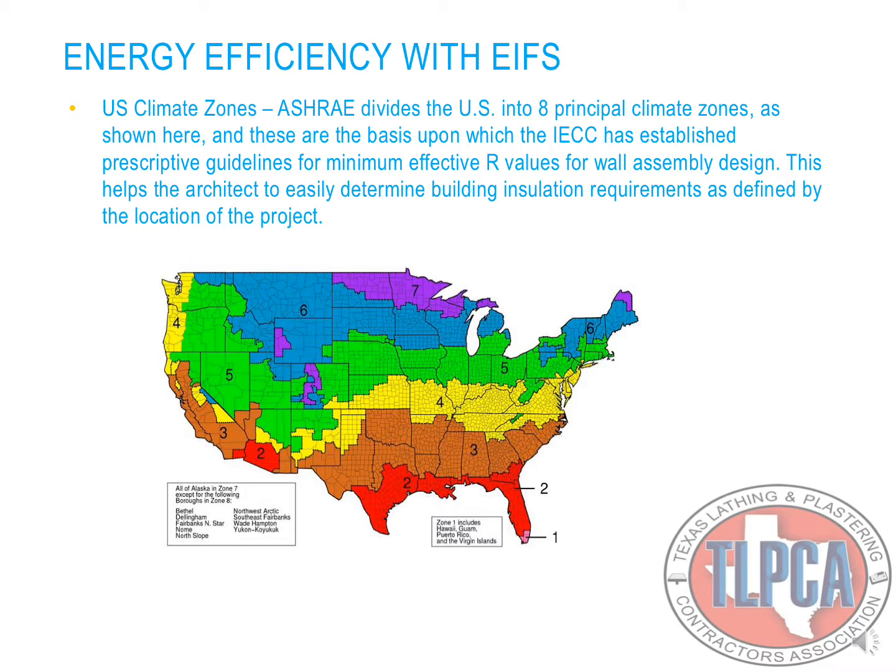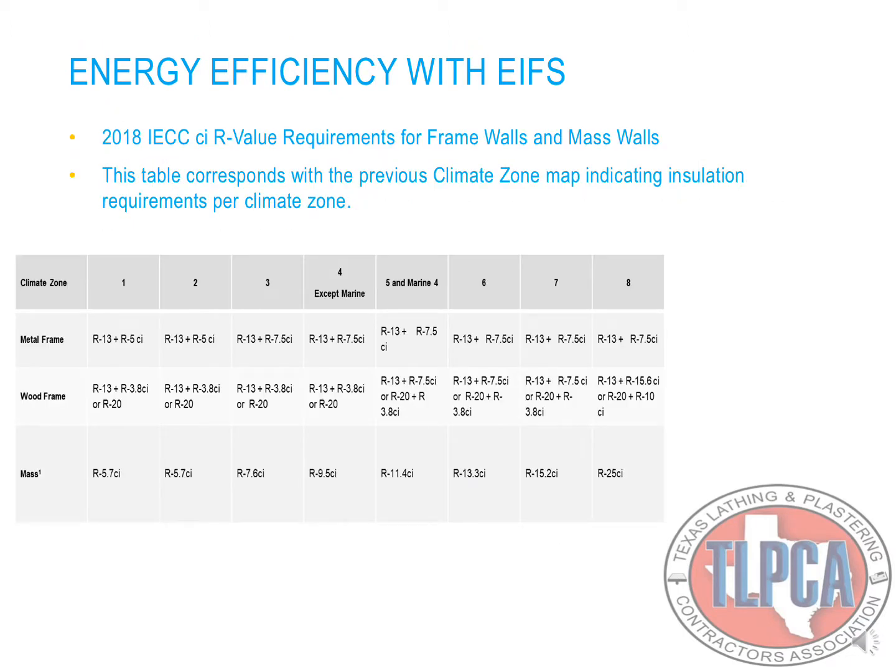ASHRAE divides the U.S. into 8 principal climate zones as shown here. These are the basis upon which the IECC has established prescriptive guidelines for minimum effective R values for wall assembly design. This helps the architect to easily determine building insulation requirements as defined by the location of the project. 2018 IECC CI R-value requirements for frame walls and mass walls. This table corresponds with the previous climate zone map indicating insulation requirements for climate zones.